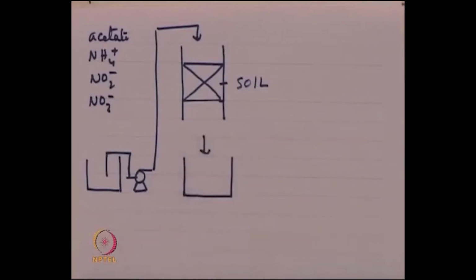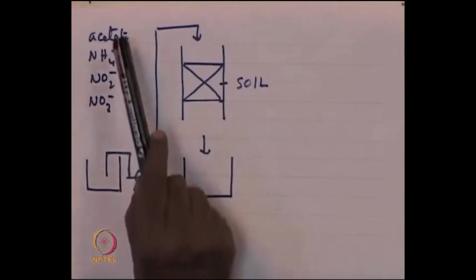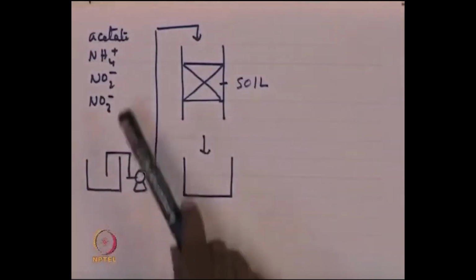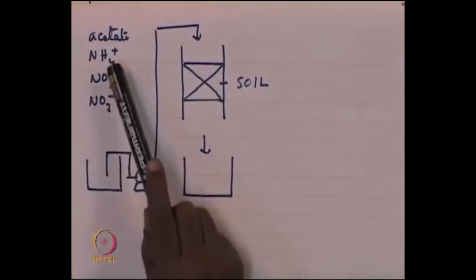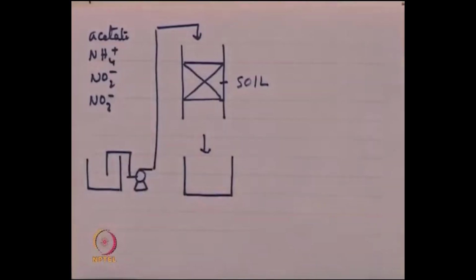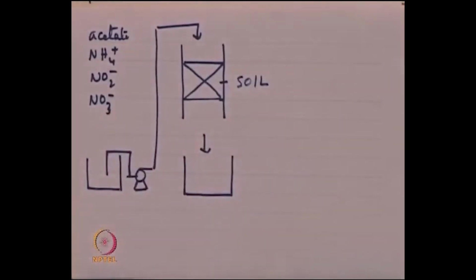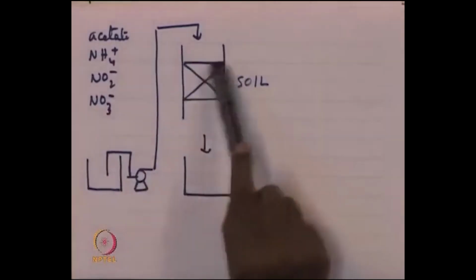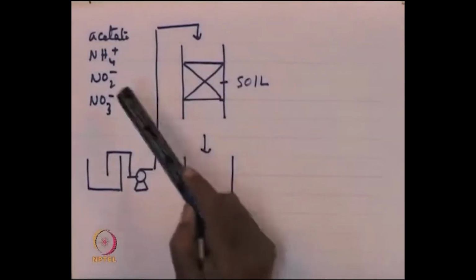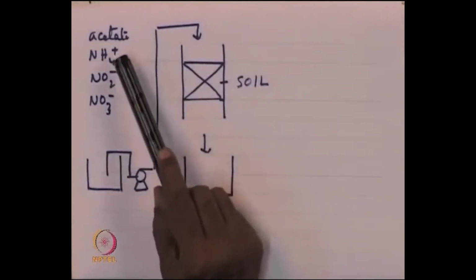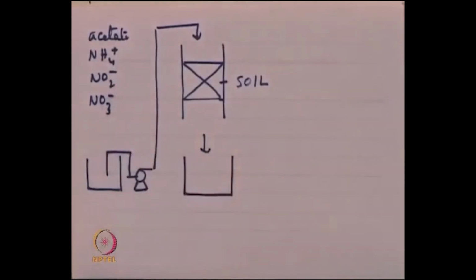In this experiment, what has been done is, we have acetate in the form of sodium acetate, ammonium source as ammonium chloride, nitrite source as sodium nitrite, and nitrate source. In this particular experiment, we have not used any nitrate. So, that is 0. So, what goes into the reaction equipment is a carbon source, nitrogen source in the form of ammonium chloride and sodium nitrite.